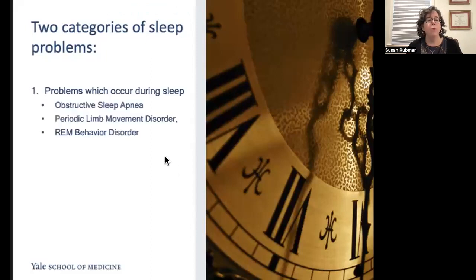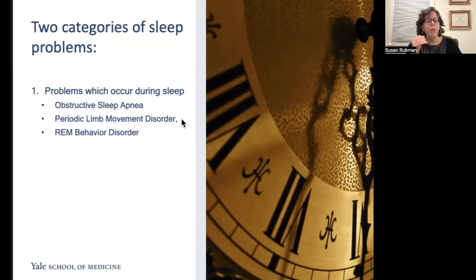The first is problems which occur during sleep, and those are obstructive sleep apnea, which are pauses in breathing of 10 seconds or longer during sleep. Those are associated with a drop in our oxygen saturation because as we pause, we don't take in new oxygen to use up to replace what your body is already using. These pauses in breathing are often associated with little tiny wake-ups at the end, and for clinically significant obstructive sleep apnea, it's associated with significant health risks.